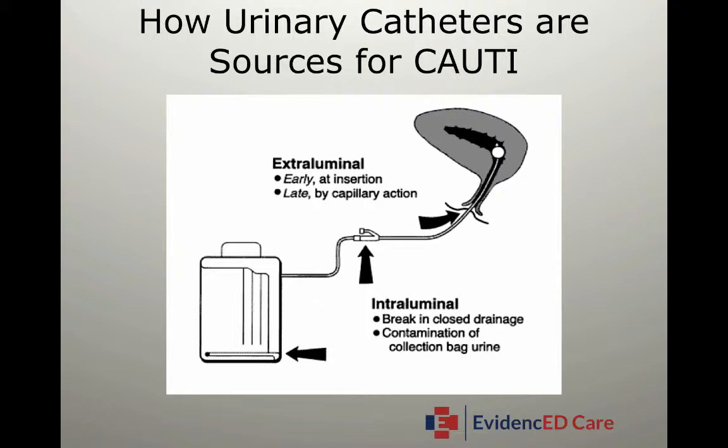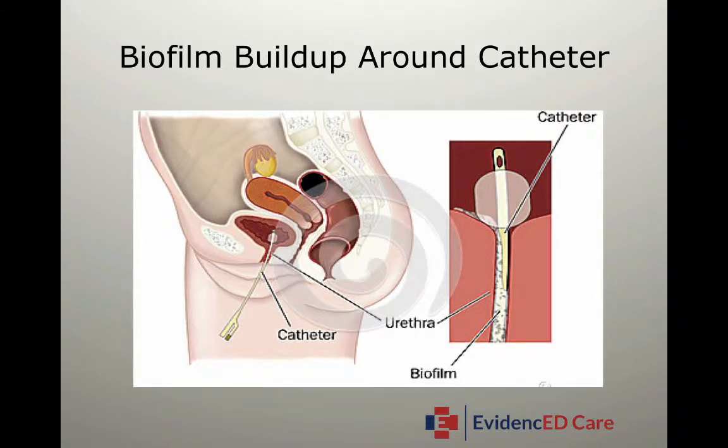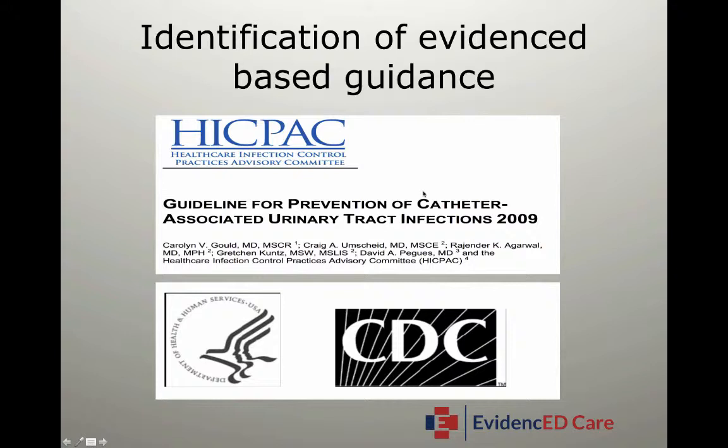But even if we use perfect aseptic technique and the system is well maintained, we know that these urinary catheters still pose a risk for urinary tract infections over time. And it's well documented that biofilm forms around the catheter, and through this biofilm, bacteria can come up through capillary action and enter into the bladder and become a source for urinary tract infections.